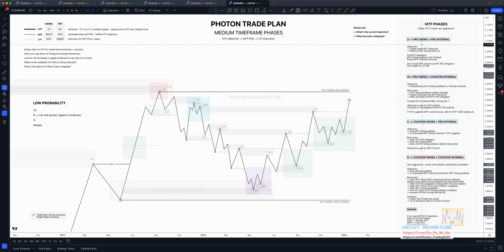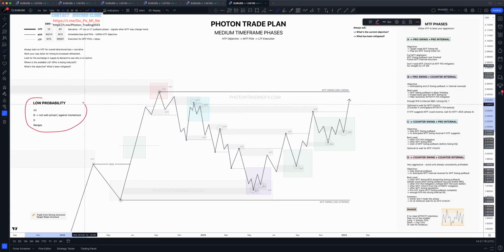So the first one we're going to kick off is low probability. Let's look at what those setups are. And generally, at least I have found, they come in these phases: phase A2, phase B, phase D, and phase ranges. And I'll go through these one by one now to try and make those clear.